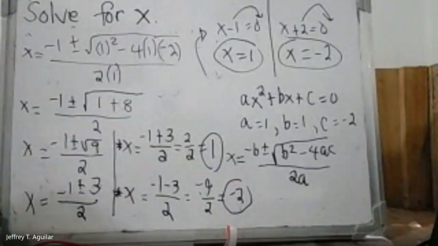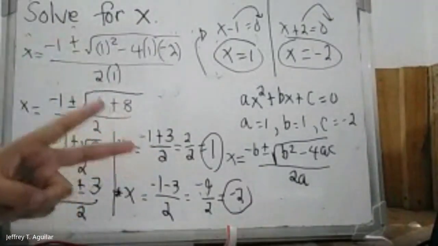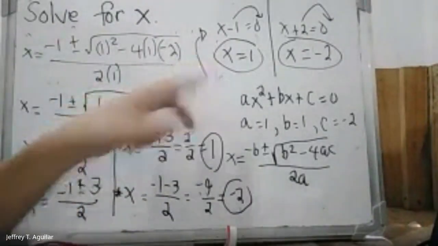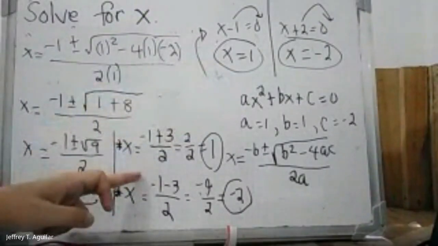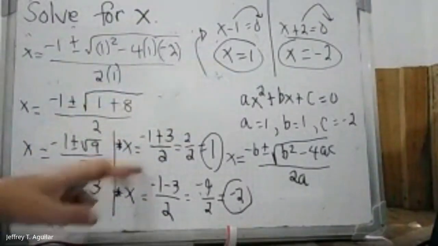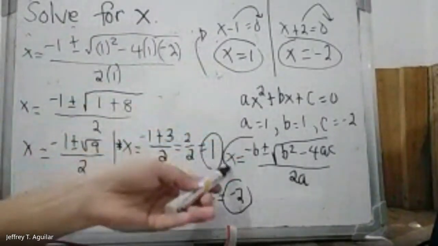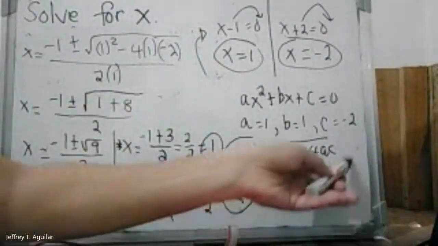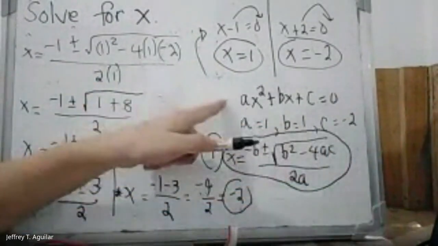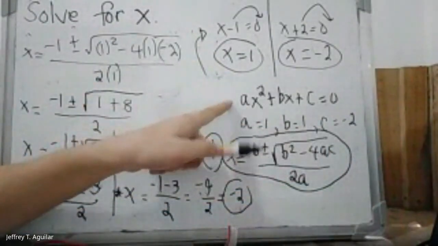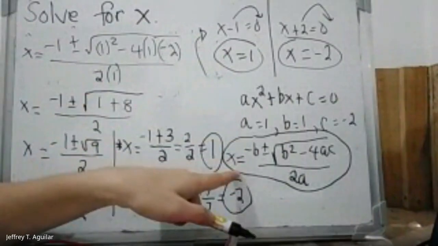So what I'm trying to point out is that you can actually use the two ways, the factoring and the use of the quadratic formula. But basically, you will usually use the quadratic formula if your standard form equation ax squared plus bx plus c equals 0 is not factorable. So you don't have a choice but to follow this formula.